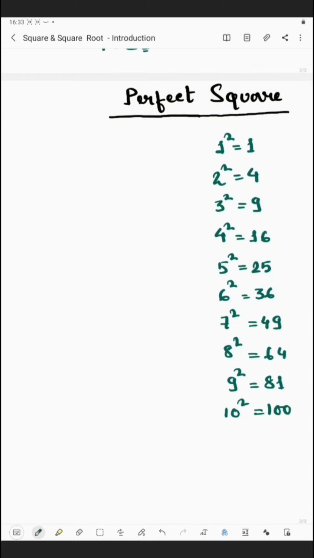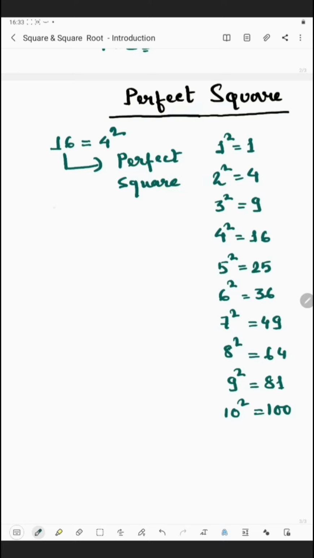Okay. Now our next topic is perfect square. A perfect square is a number from a given number system that can be expressed as the square of a number from the same number system. Like if I take a number, say 16, 16 is the square of 4. So 16 is a perfect square number.